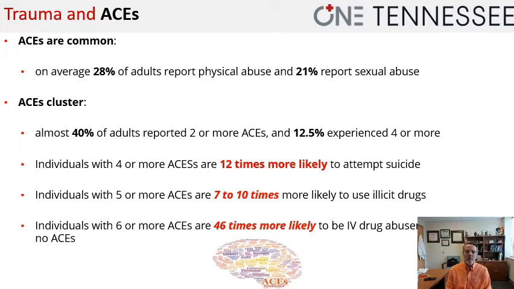Almost 40% of adults reported two or more ACEs and 12.5% experienced four or more. So why are those numbers important? Because someone that experiences four or more ACEs is 12 times more likely to attempt suicide. If they have five or more, they're 7 to 10 times more likely to use illicit drugs. And then with six or more, they're almost 50 times more likely to be an IV drug misuser than someone with no ACEs. So ACEs are absolutely a factor in how someone develops and can manage a substance use disorder.